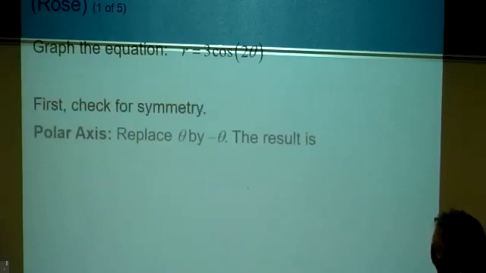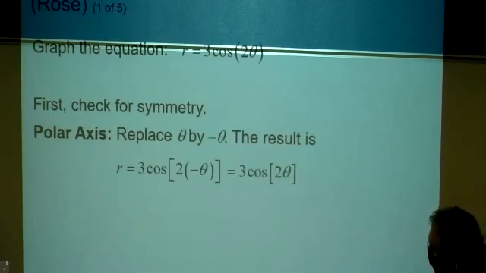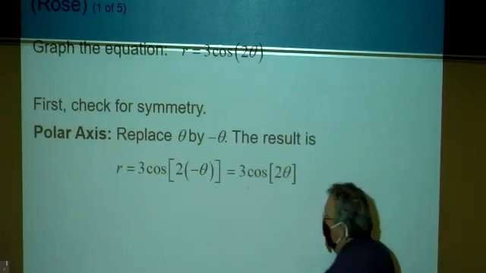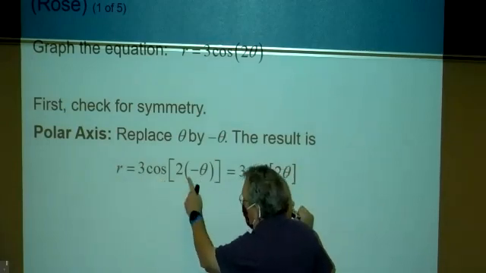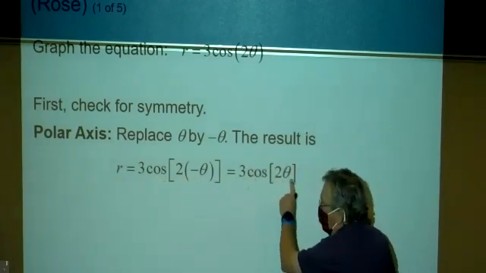Check for symmetry. This has symmetry with respect to the polar axis, because if I put negative theta in for theta, I'm still going to get the same thing. This would end up being a negative 2 theta, and the cosine of a negative is the cosine of the positive.